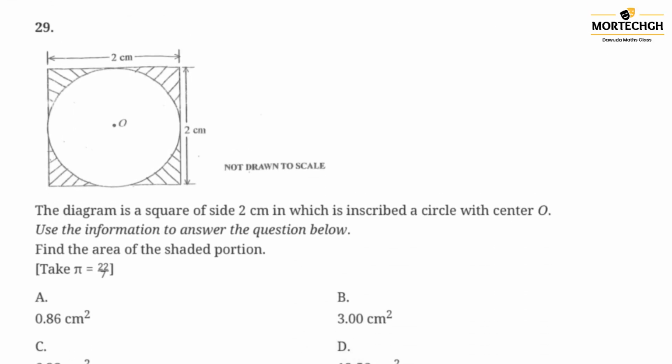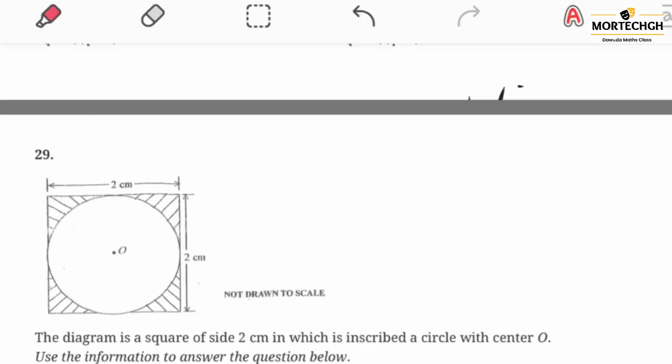Question 29. The diagram is a square of side 2 cm, in which is inscribed a circle with center O. Use the information to answer the question below. Find the area of the shaded portion. To find the area of the shaded portion, you consider the diagram. The 2 cm is the diameter of the circle, right? So the radius, from the circumference of the circle to the center, will be equal to 1 centimeter.